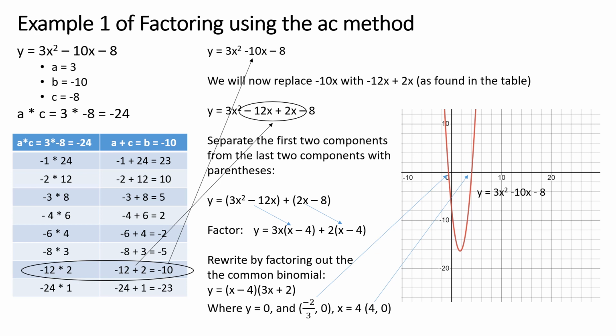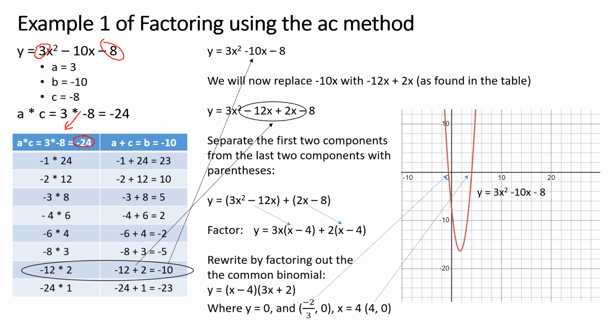And I've got an equation here, y equals 3x squared minus 10x minus 8. I'm going to use the AC method. It starts out very similar to the PQ method. I'm going to take my A and my C and multiply them together. That's the AC. 3 times negative 8 is negative 24.